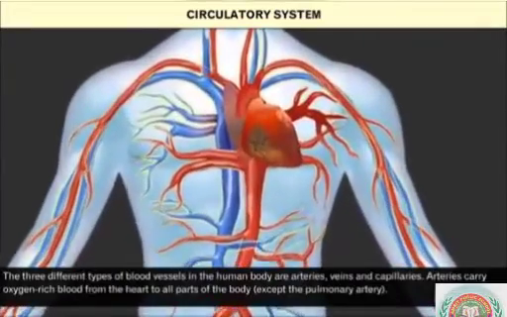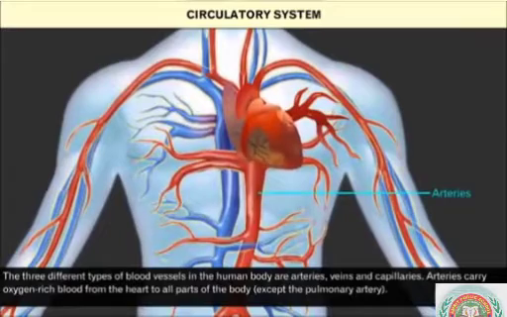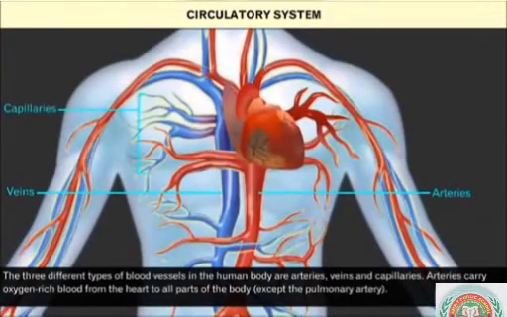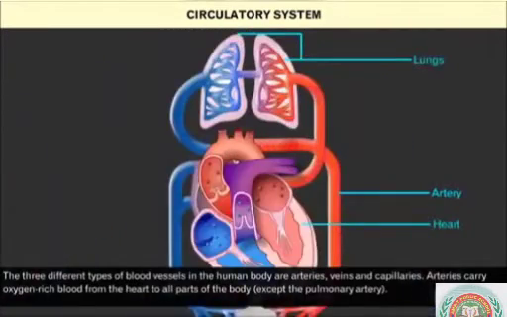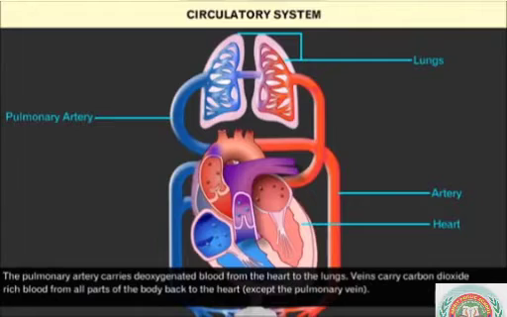The three different types of blood vessels in the human body are arteries, veins, and capillaries. Arteries carry oxygen-rich blood from the heart to all parts of the body except the pulmonary artery. The pulmonary artery carries deoxygenated blood from the heart to the lungs.